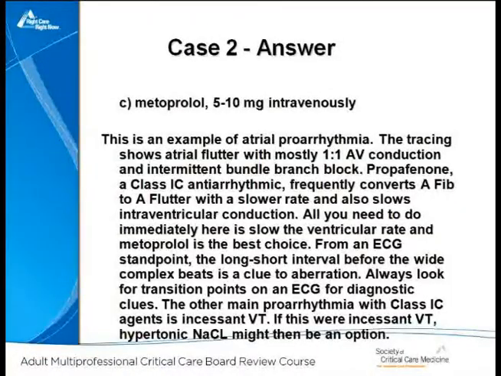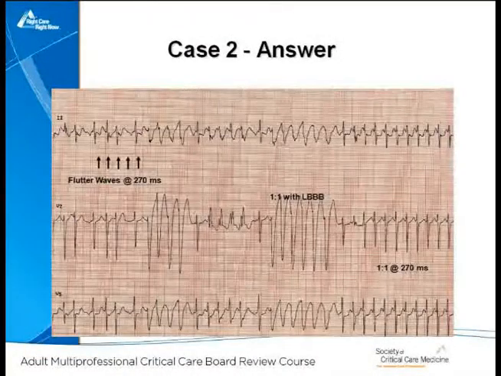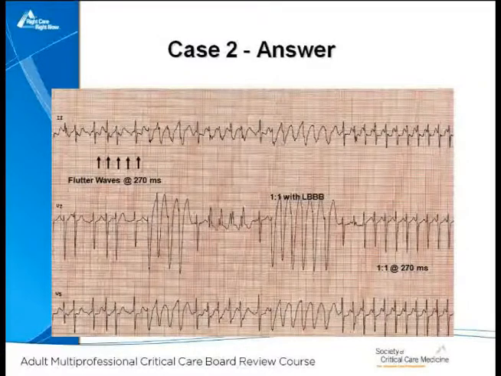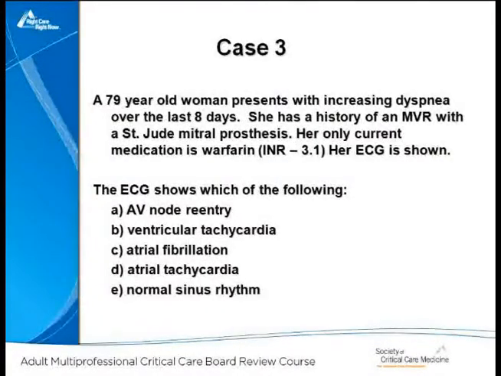So I think I have, just to show you that that's what this is, notice I've marked the flutter waves, and you can see we have some left bundle here, we have some right bundle here, and then it goes to 1-to-1 conduction. Notice that the flutter waves have a cycle length of 270 milliseconds, and when it's 1-to-1, it's a cycle length of 270 milliseconds. So you have to recognize all the things to put it all together.